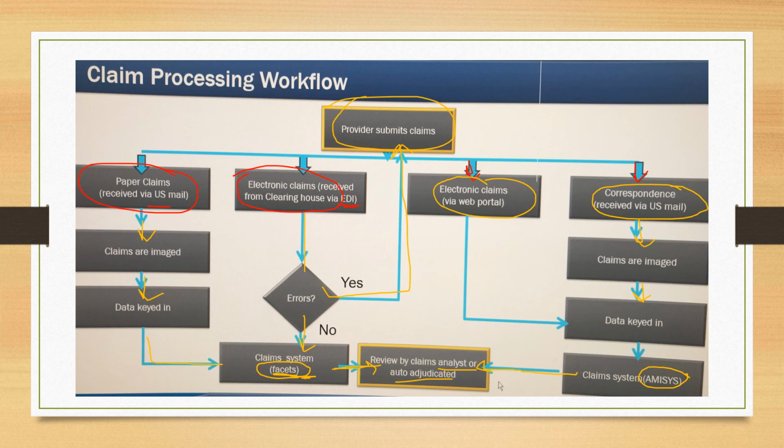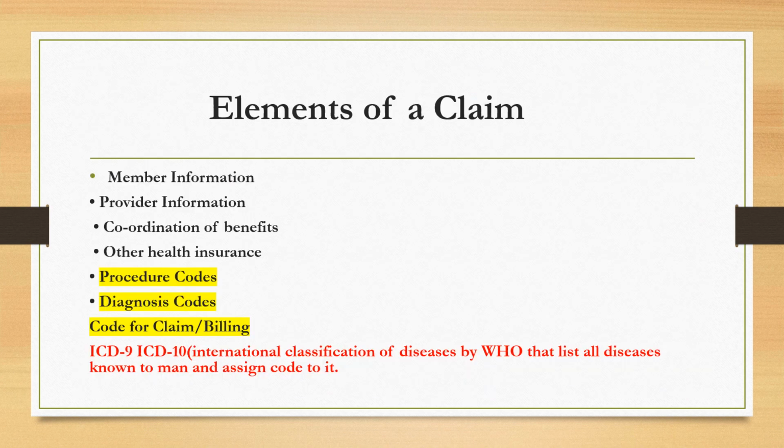And then this claim portal, the same thing will happen. The mail claims or paper claims, they have to go through the claim image, they have to scan them and all that. But if it's from the web portal, it's going to go straight to data keyed in and then the MSS system, which is the software, and then review by a claim analyst or auto adjudicated. I know it's a little complicated cycle, but this is how this claim processing workflow happens. And through the system, you need to know as a business analyst how this claim process works.